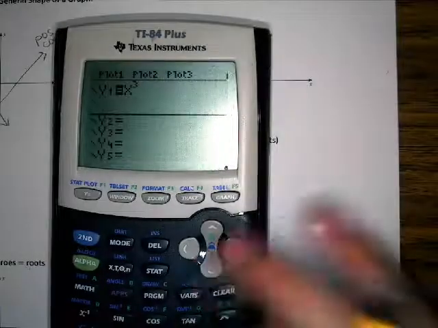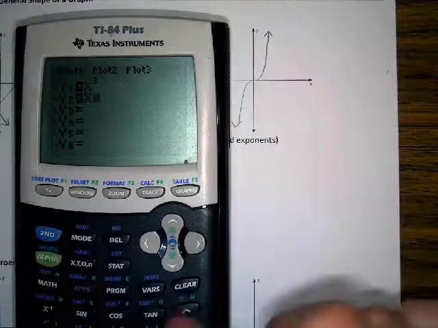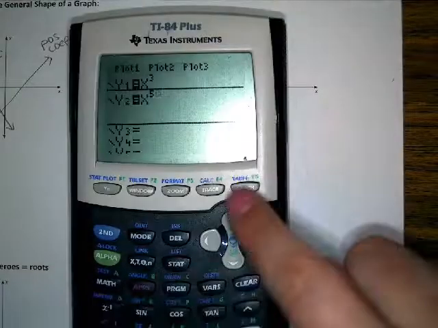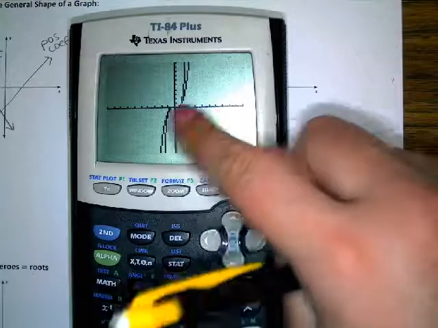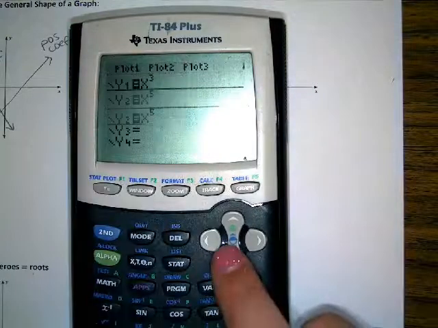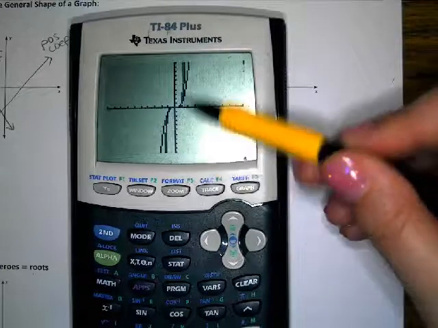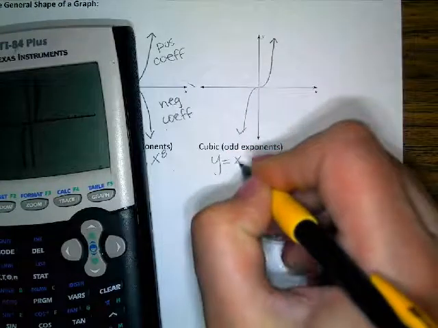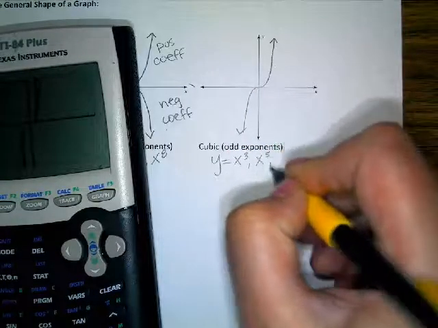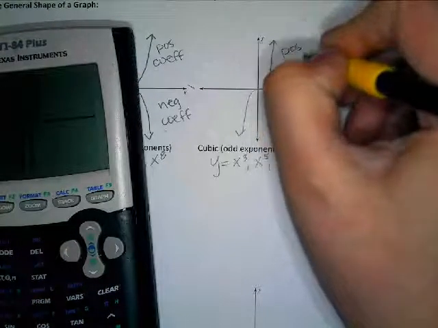And then if we look at the other odd graphs, you'll see that they do variations of the same thing. So if I do x to the 5th, you'll see it does the same thing, but it's a little bit skinnier. So it just got kind of taller, skinnier. If I type in x to the 7th, it does the same thing. It just gets even skinnier as it goes up. So all of the odd graphs, y equals x to the 3rd, x to the 5th, x to the 7th, they all look the same. And this is if you have a positive coefficient.